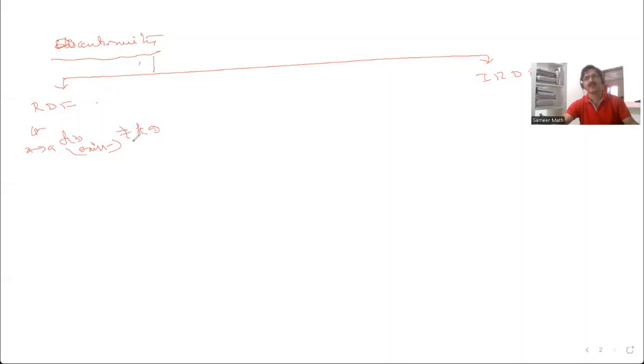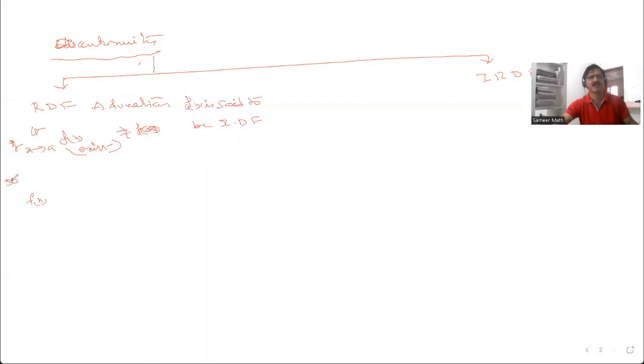Any function, what I'm saying here, a function f of x is said to be RDF if this condition exists. If this condition exists, then you can say that it is RDF, a removable discontinuous function. Wonderful example I would like to take here. Simple example. Not so difficult.